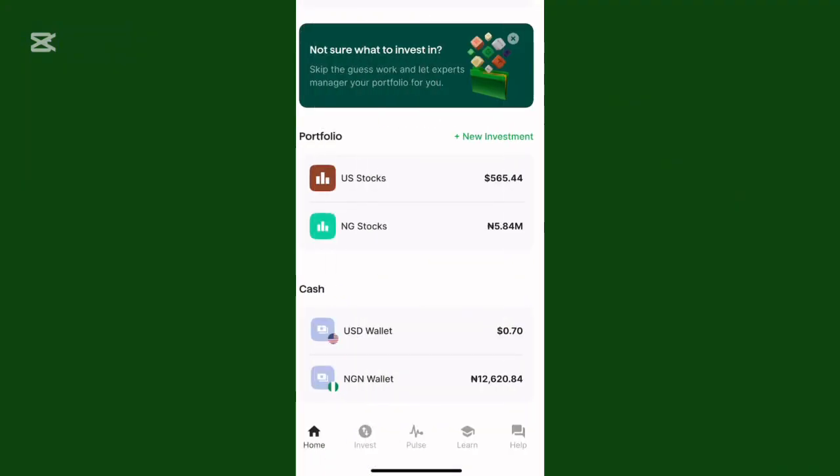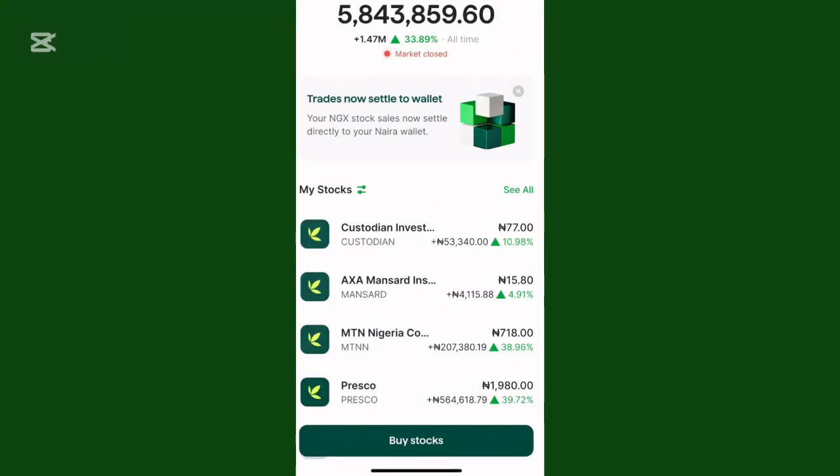Note that if you transfer to your Nigeria wallet, you have not invested. You have to click on either Nigerian stock or US stock or whatever you want to invest in. Nigerian stocks, let's click on it. So now you click on Nigerian stock, you see the total amount you've invested. This person now has about 5.8 million in Nigerian stocks, and you can see how much the person has made. So the person has made about 1.4 million on their investments, and you can see the percentage change, 3.89.